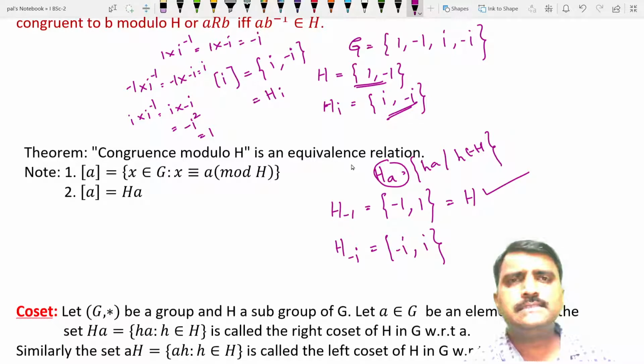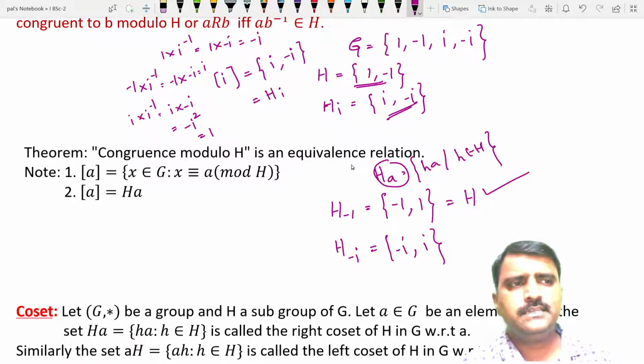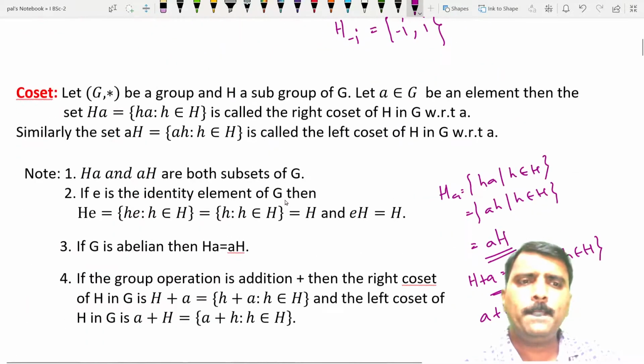When you are constructing the coset, if you choose the elements of H in place of A in HA, that is, if you choose an element that is in H, then the coset obtained from that is the same as H. If you take an element of H, you get H, nothing else.